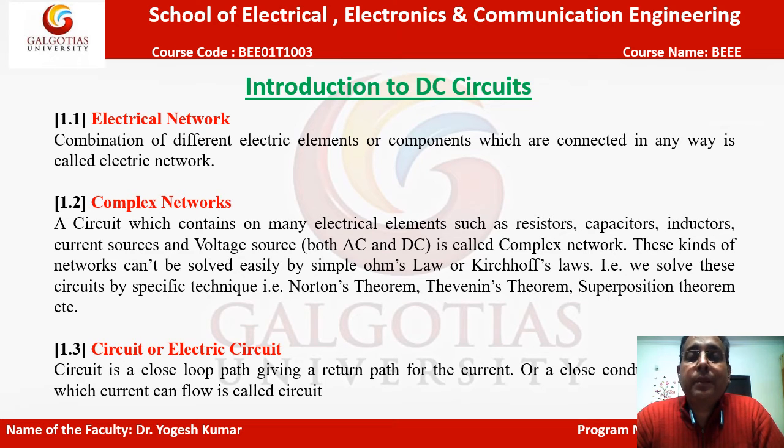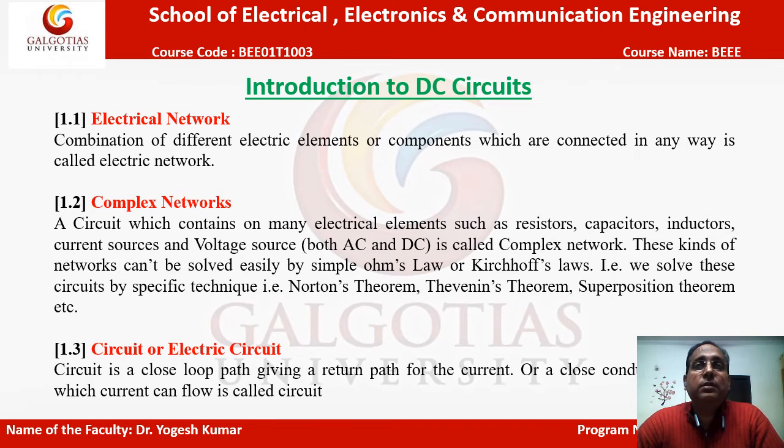For example, tell me which type of current you are getting in your home. Obviously it is AC current, it has a frequency, and DC current you are getting from just like a battery, right? So it doesn't have any frequency. So that is the basic difference between AC and DC. Let's first start with DC circuits.